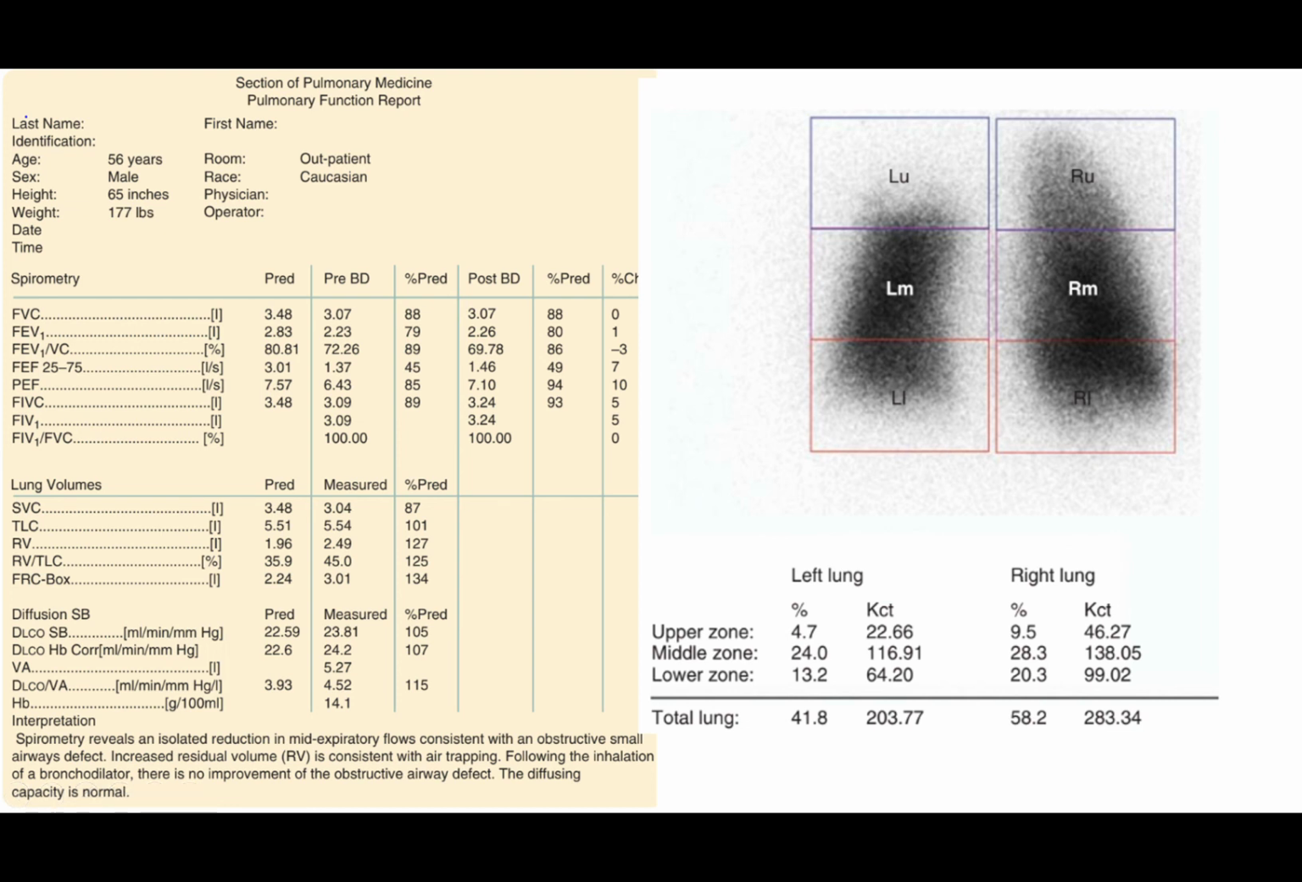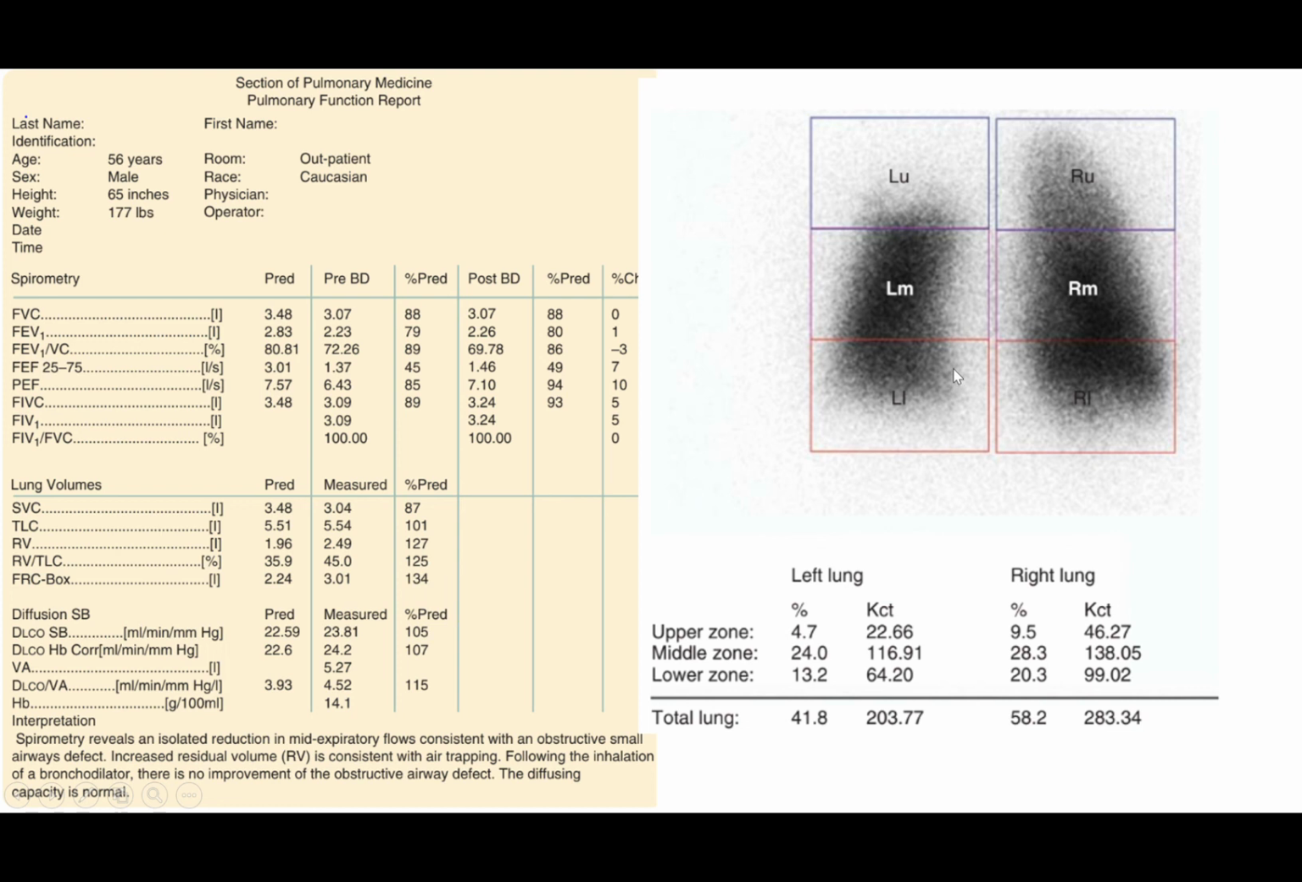His DLCO is measured as 23.81, which you can see down here. So that's his predicted. So he's actually moving more than his predicted. So obviously greater than 40–50% here.